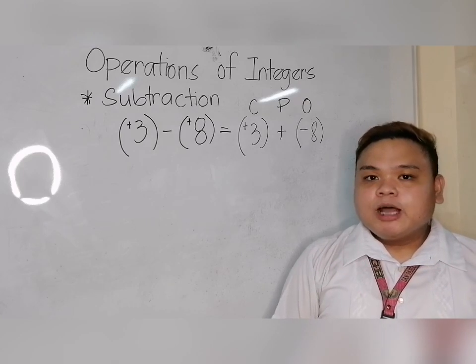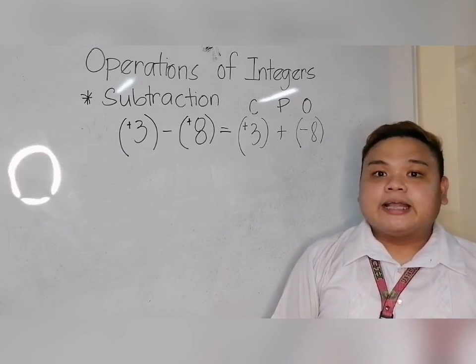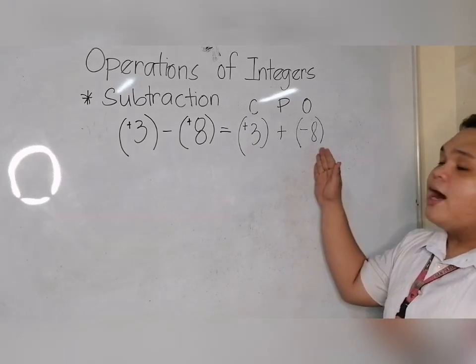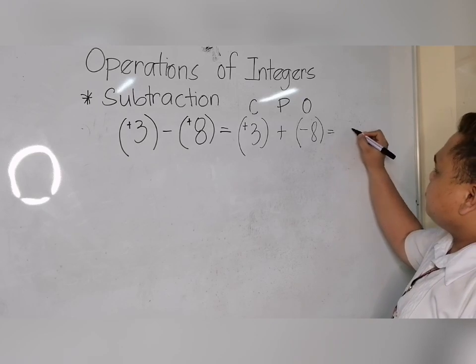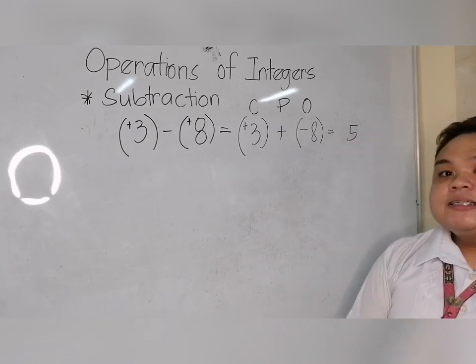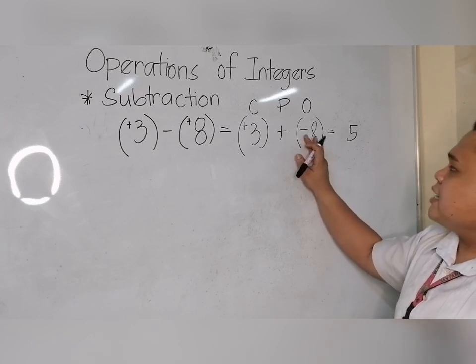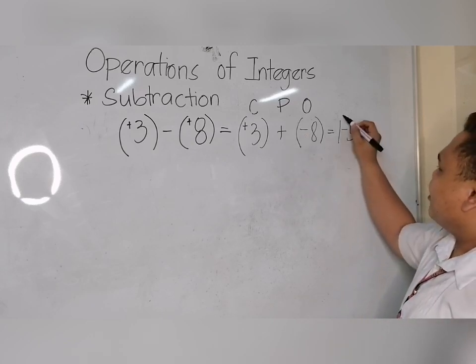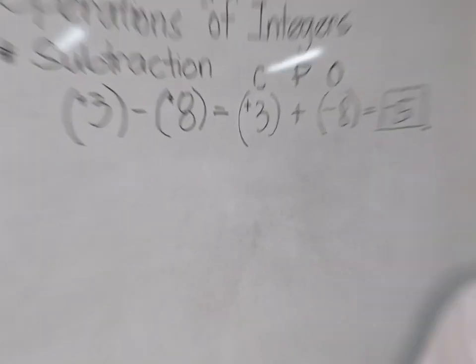And then after doing that, we will now proceed in adding two integers with different signs. So what you're going to do is to subtract the numbers. You have 8 minus 3. That will be equal to 5. And then copy the sign of the larger integer. In this case, you have 8, and its sign is negative. Therefore, our answer is -5.